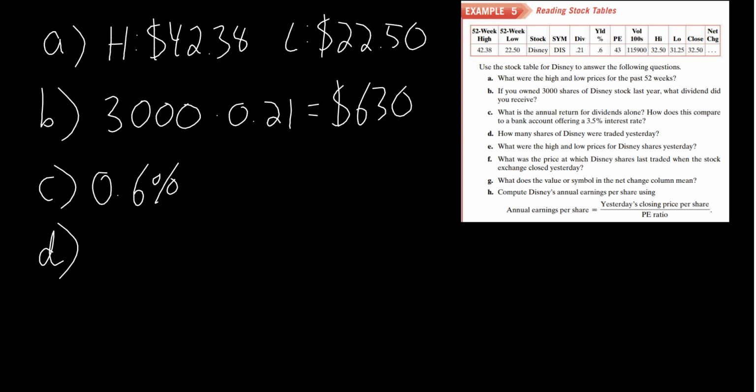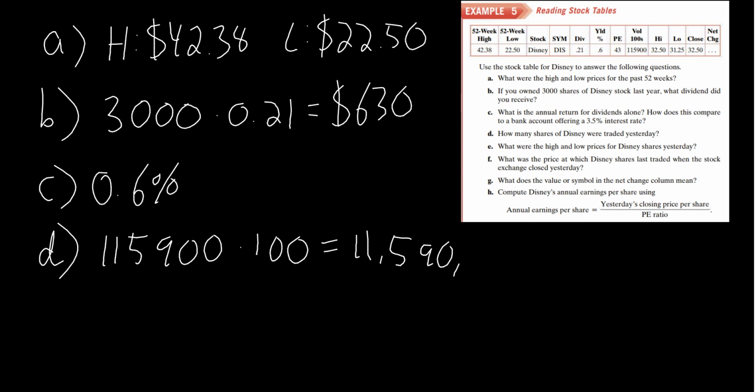So what you would do is you just say, okay, 115,900 times 100. All right, and then we add two zeros onto the end of that, so we end up with, 11 million, I believe. Hang on. I don't know. For some reason, I'm lost here. Okay, so 11,590,000, and there. So we traded 11 million shares.